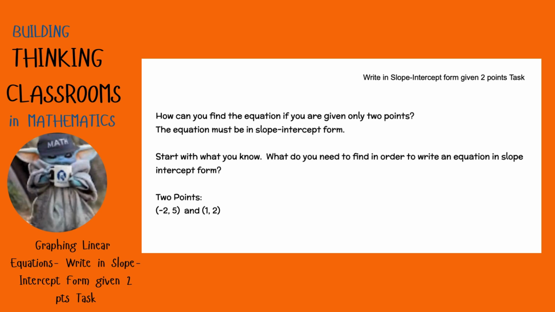This task is from our writing and graphing linear equations unit, focusing on writing in slope-intercept form given 2 points. This task is set up just a little bit differently as far as the format. With this task, we actually are going to give the students about 5 minutes at the boards, their vertical spaces, to talk and collaborate.